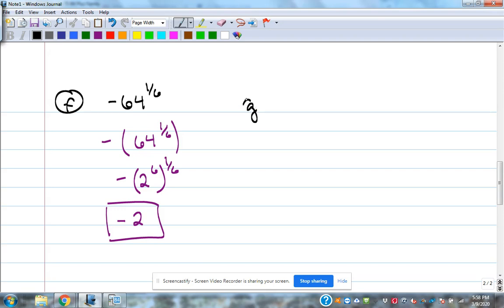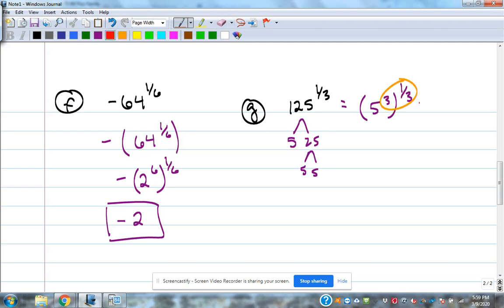Let's look at something like this, 125 to the 1/3 power. Well, we know about 125. I know it's divisible by 5 because it ends with a 5. 5 and 25, and that's 5 and 5. So that's 5 to the 3rd power to the 1/3. Multiply the exponents. 5. Boom. All right.